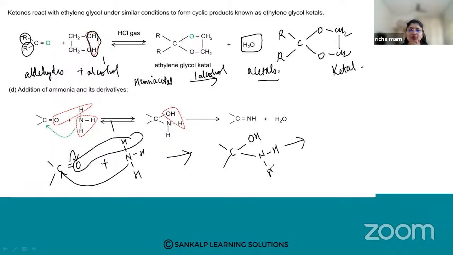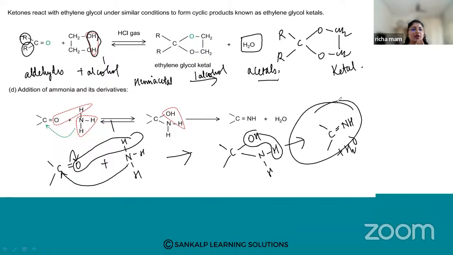Now this will undergo rearrangement to give you C. Here it leaves as a water molecule and gives you an imine system. So whenever a nucleophilic addition reaction of ammonia takes place with a carbonyl group, it gives you an imine system.